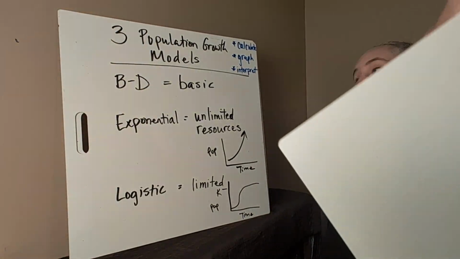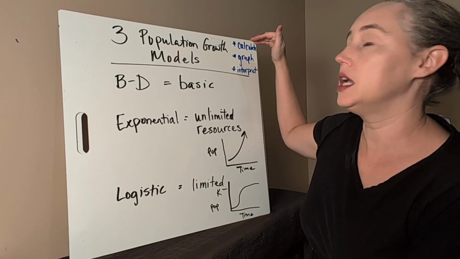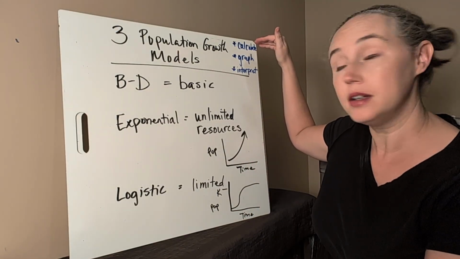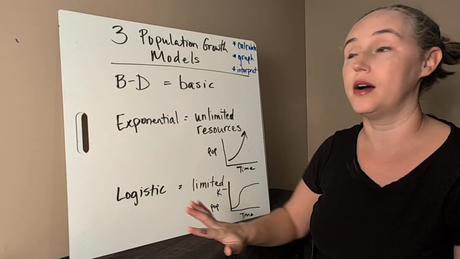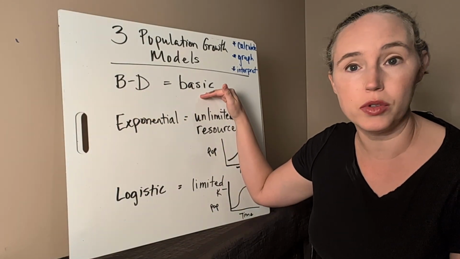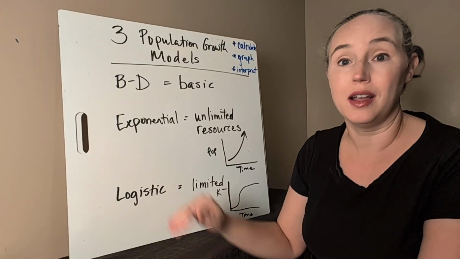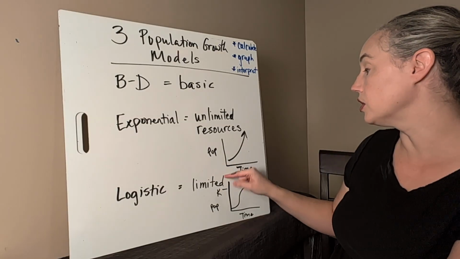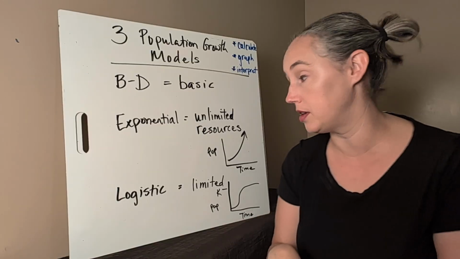All right. Now, just to kind of recap, AP exam questions are going to ask you to perhaps calculate, to graph, or to interpret a graph using these three population models. B minus D, that's our most basic, births minus deaths. In an exponential situation, that means we have unlimited resources, and if you were to graph it, you would see a J-shaped curve that's just going up and up and up and not stopping.